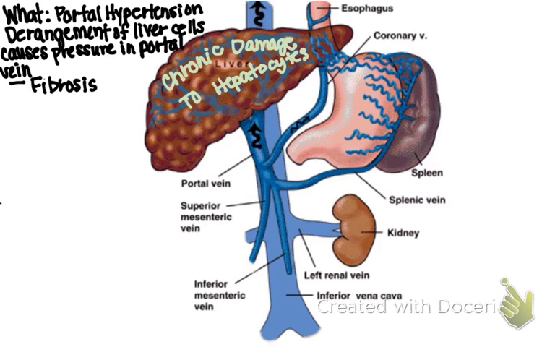Clogged up, compromised. You're going to get collaterals. Just like you get in the heart, there'll be collaterals there. Well, because of that extra pressure, those little collaterals are going to burst, right? And what do you call those? Varices.